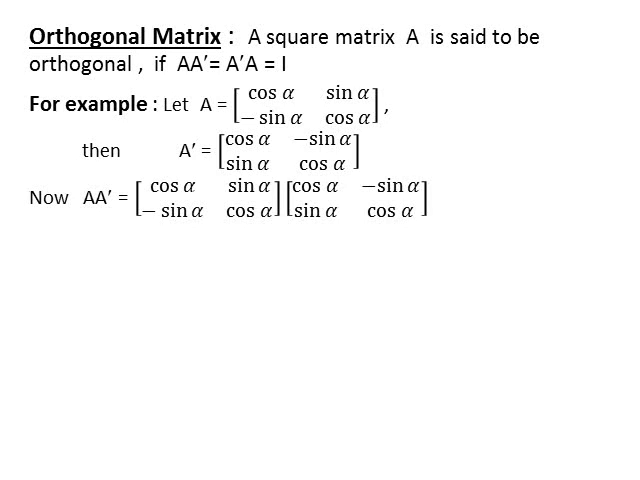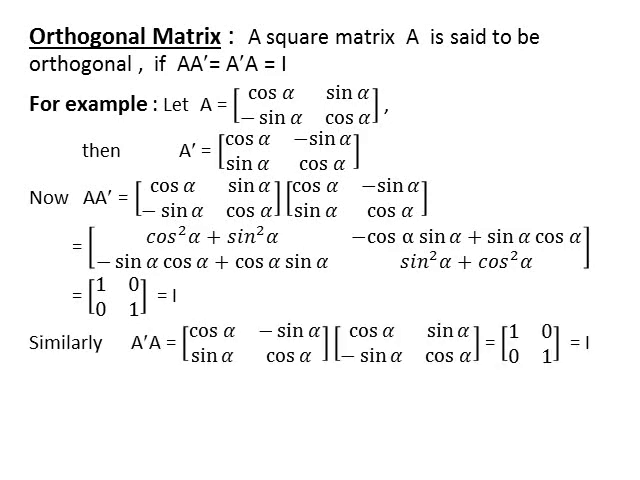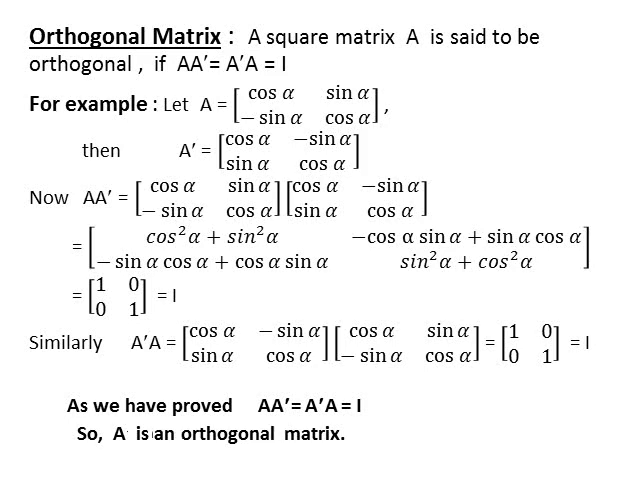In the next step, take the product of matrix A and its transpose. Following the rule of matrix multiplication as shown, we get an identity matrix of order 2. Similarly, we take the product of A transpose and A as shown. This is also equal to the identity matrix of order 2. So, we have proved the product of matrix A and its transpose is equal to the identity matrix. So, here A is an orthogonal matrix.